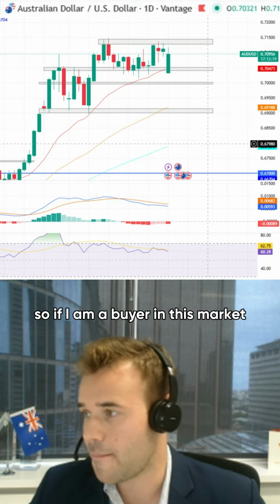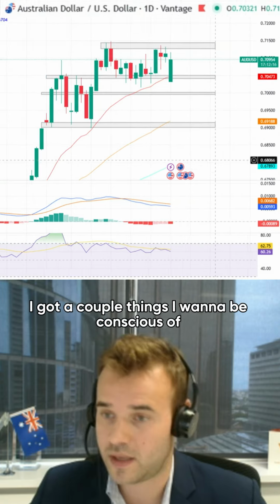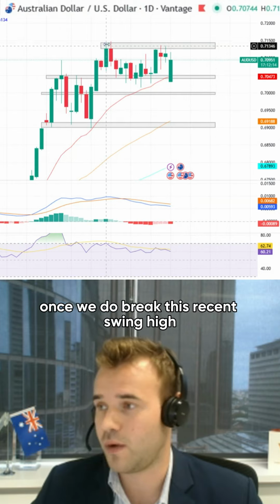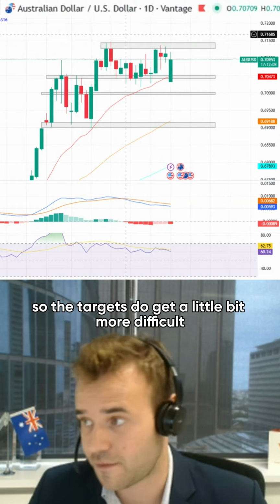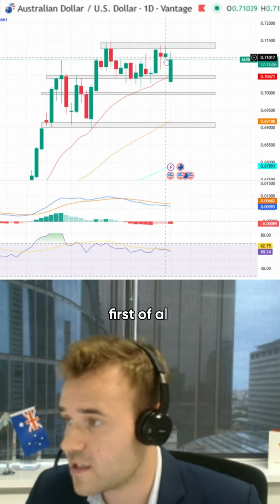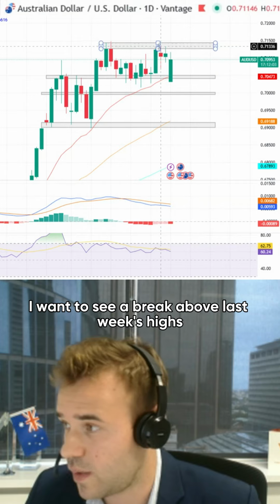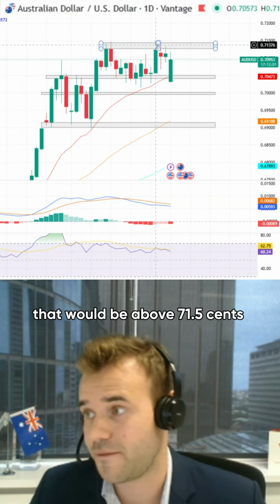So if I am a buyer in this market, there are a couple of things I want to be conscious of, namely that once we break this recent swing high, we are trading into a multi-year high, so the targets get a little bit more difficult. But if I am a buyer, first of all, I want to see a break above last week's highs. That'll be above 71.5 cents.